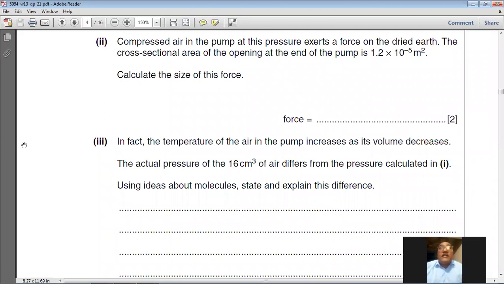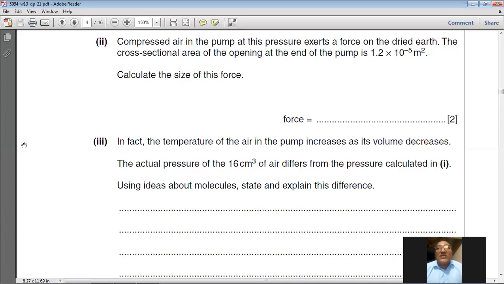Compressed air in the pump at this pressure exerts a force on the dried earth. The cross-sectional area of the opening at the end of the pump is 1.2 x 10 to the power minus 5 meter square. Calculate the size of this force. We know the pressure of the air, and we also know the cross-sectional area, and we want to find out the force exerted. The formula for pressure is force divided by area. And if I want to calculate the force, it will be force equals pressure multiplied by area.